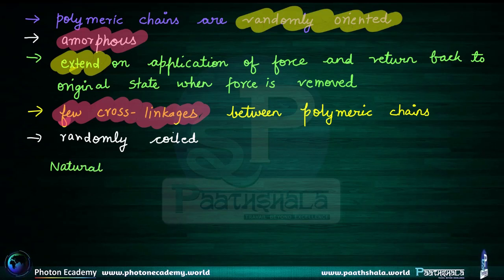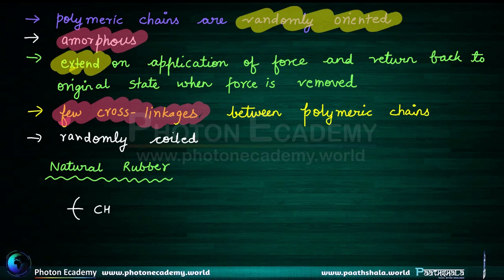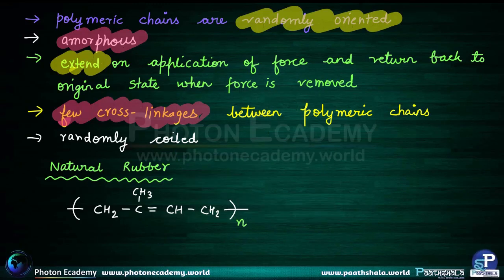natural rubber. So natural rubber is an example of elastomers, and natural rubber, we know, is a polymer that looks something like this. We have CH2 followed closely by C with a CH3 attached over here, with a double bond because of 1,4 addition, and CH2, and these will be n units. So this is natural rubber, a very good example of elastomers.